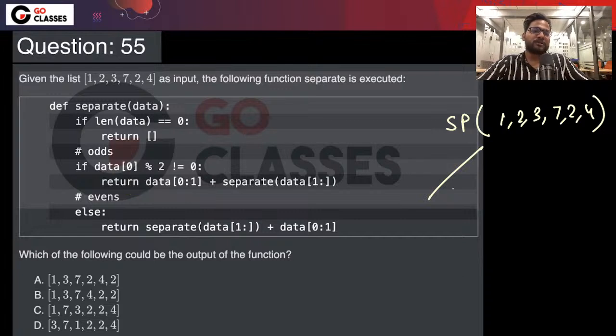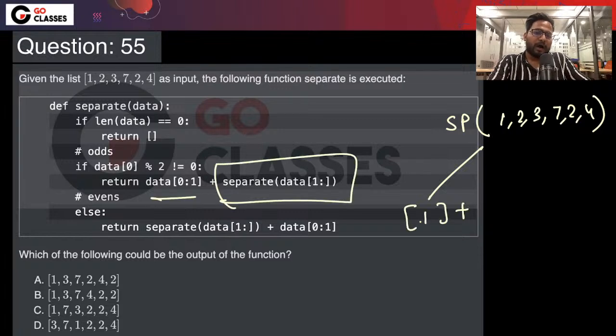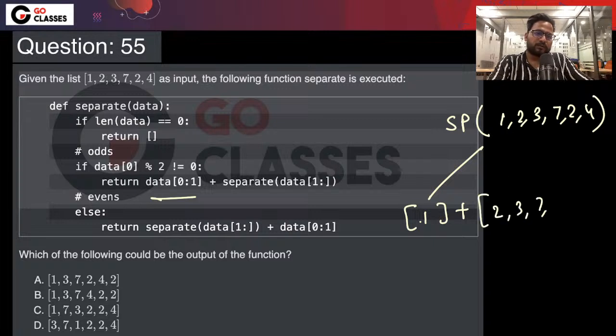What does this 0 1 mean? Can anyone tell me? Is this 1 2 or is this only 1? Just tell me quickly. This will be only 1, right? So they are saying it will be a list containing 1 plus separate 1 onwards, so basically 1 plus 2 3 7.